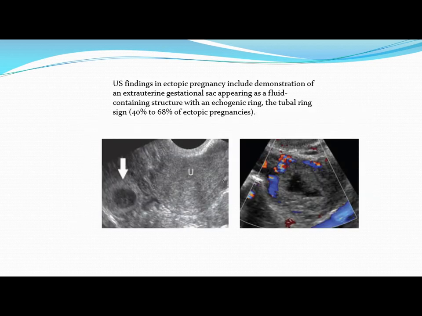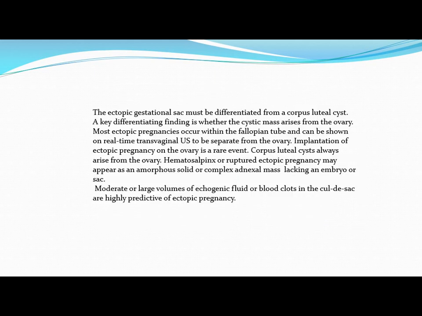Ultrasound findings in ectopic pregnancy include demonstration of an extrauterine gestational sac appearing as a fluid-containing structure with an echogenic ring, the tubal ring sign, which occurs in 40 to 68% of ectopic pregnancy cases. The ectopic gestational sac must be differentiated from a corpus luteal cyst. A key differentiating finding is whether the cystic mass arises from the ovary.